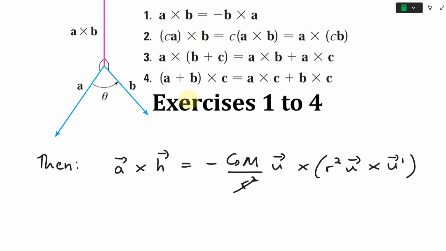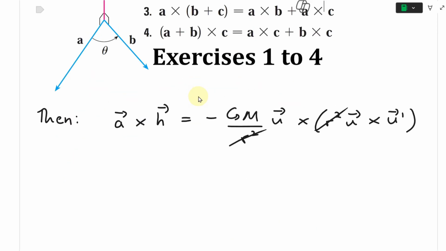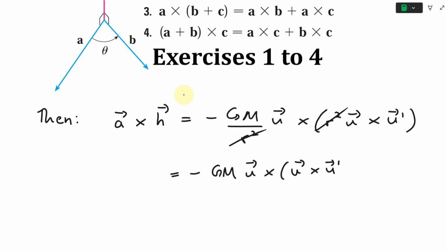And now this r squared, these are scalars. We could cancel these out. Again, cancel out just as we do over here, like this part right here, just as we do in this one here. Just move the scalars around in and out and so on, and we can cancel those out. So what we have now is actually a pretty amazing setup. This is going to equal negative GM, then we're going to have u cross, and now u cross with u prime, like that.